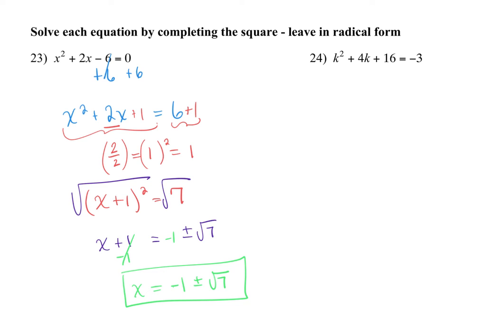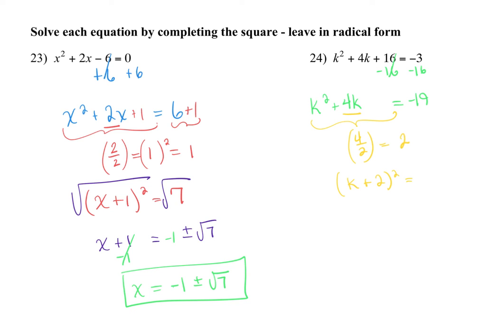24, same deal. I want to move that 16 over first, so I'm going to subtract it over. I have k squared plus 4k equals negative 19. I'm going to do the same thing with that middle term. I'm going to take that 4 and cut it in half. That will give me a 2. That actually tells me how this left side will factor. It's going to factor to k, and that's a positive 2.